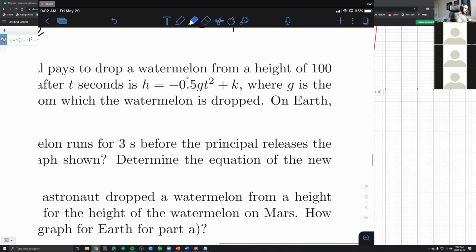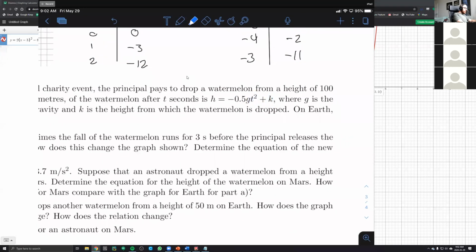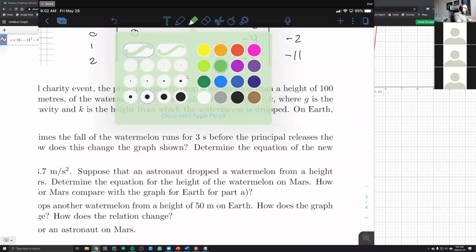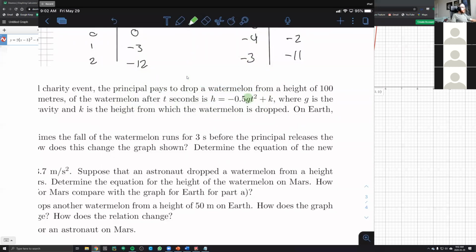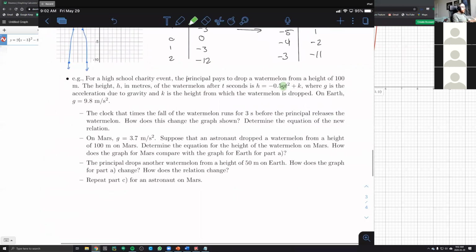Now you might notice, well, the t stands for time, so that kind of makes sense. k is the initial height that you drop it at. But this g in the middle here stands for the acceleration due to gravity, okay? So this is how fast an object will accelerate on Earth, or in a second, we're going to be talking about Mars.